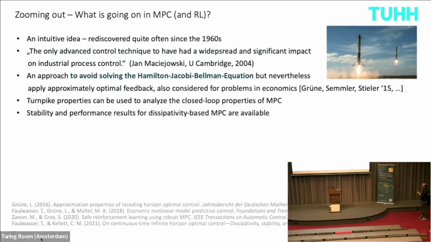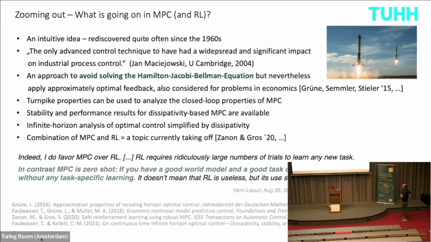And you can show that you still get approximately optimal feedback that has also been applied in economics. And the turnpike phenomenon is super helpful. Now, what you can now do, and what maybe some of you are interested in, it's not my core domain, is you can combine model predictive control with RL. And that is what in particular Mario Zanon and Sebastian Gros have been doing since a couple of years with a lot of success.